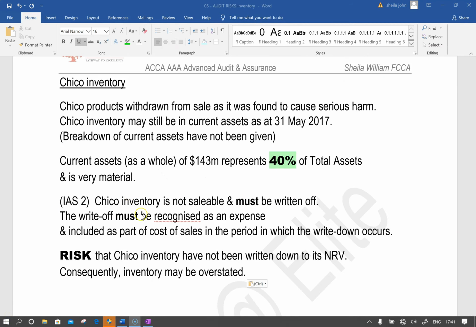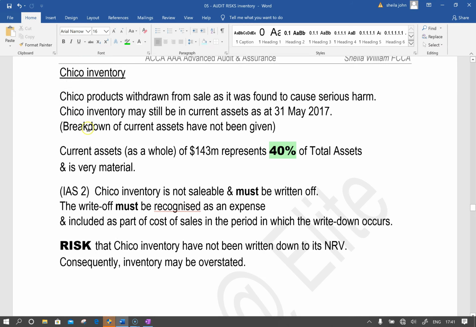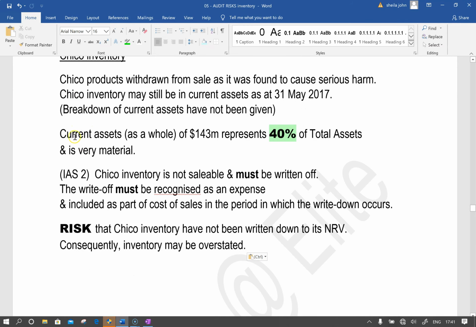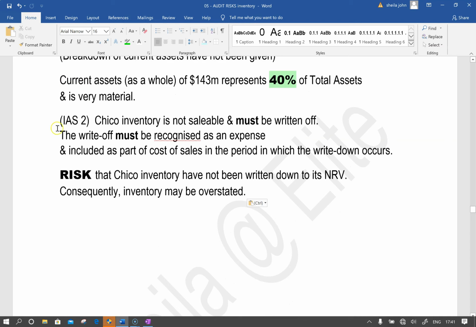So we're back here. And we're starting off with a little bit of an observation. Keep it really short because there are no marks given for this particular comment here. All right, so we're saying that Chico products have been withdrawn from sale as it was found to cause serious harm. The inventory might still be in current assets. Put down the materiality. Here we're looking at the current assets as a whole. All right, current assets as a whole is material. Then we're looking at the Chico inventory itself.